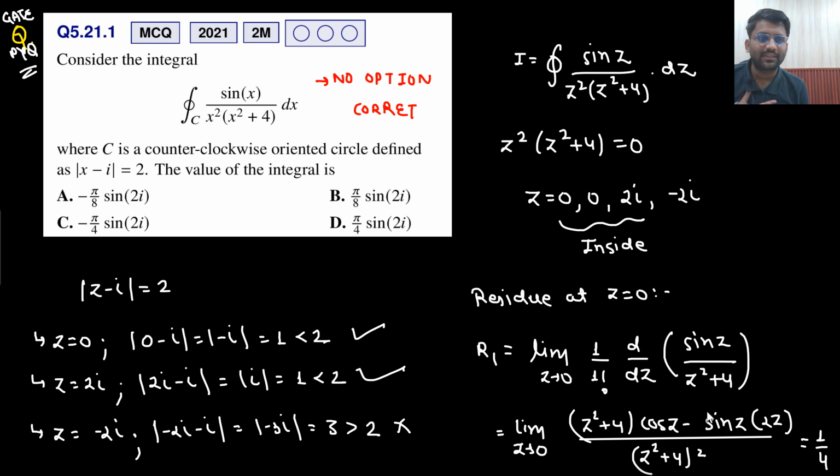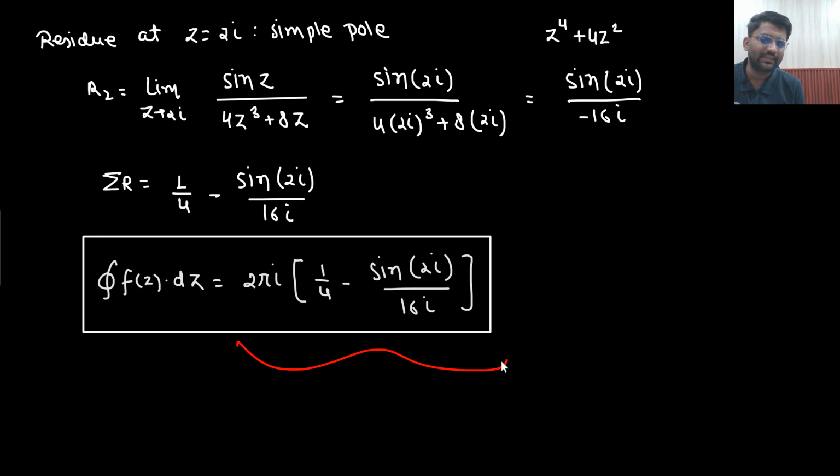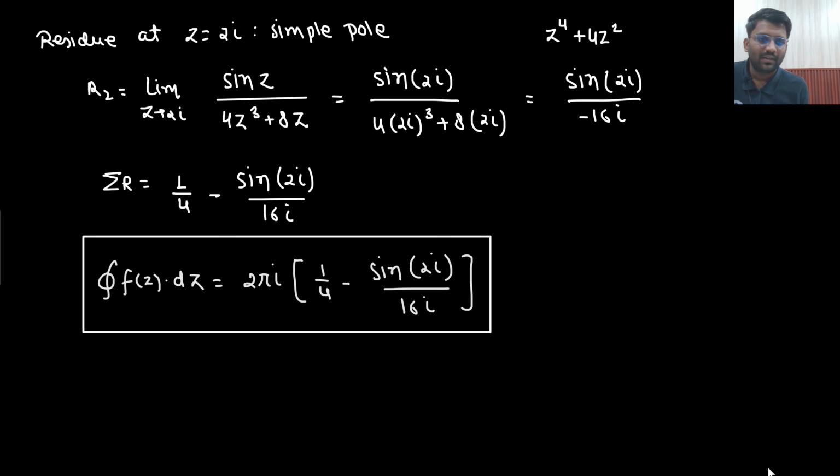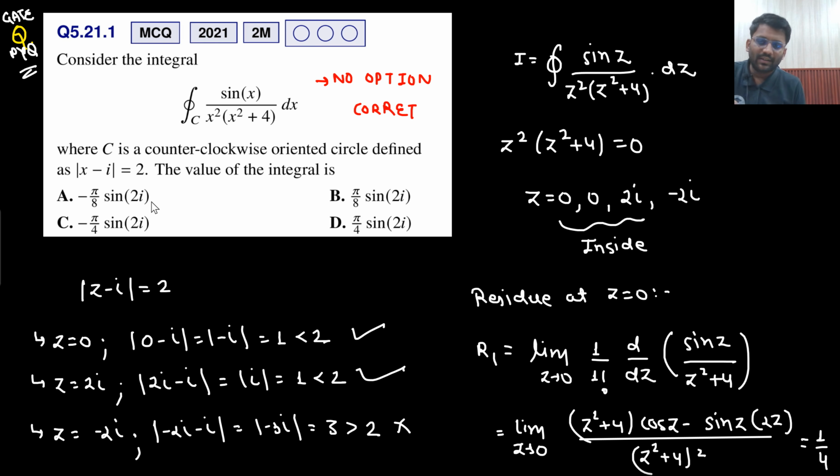If I was the student in the examination hall, what would I have done? I would have seen that this is the answer I am getting. Then I would have rechecked. Okay, let's recheck it. Nothing wrong. Then what answer would I have marked? I would ignore this 1 by 4, because in the options I am getting a feel that yes, sine 2 iota is coming.